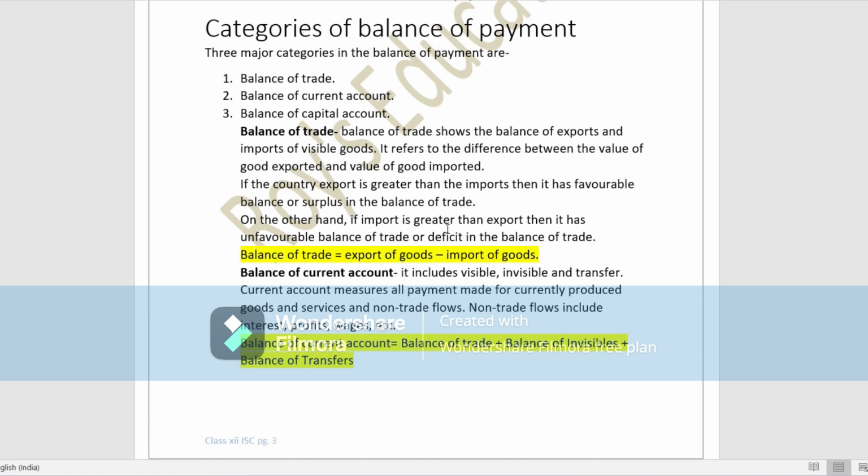And on the other hand, if the import is greater than the export, what can we tell? There is a deficit in the balance of trade. So what is balance of trade? In short, we can tell it is export of goods minus import of goods. This is the balance of trade.